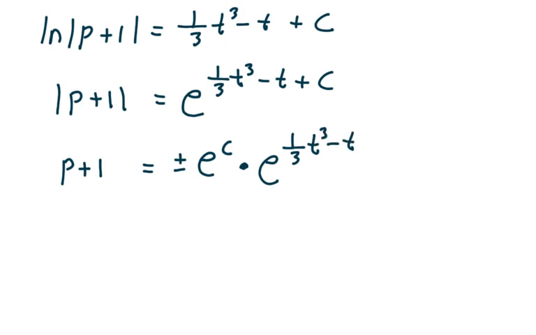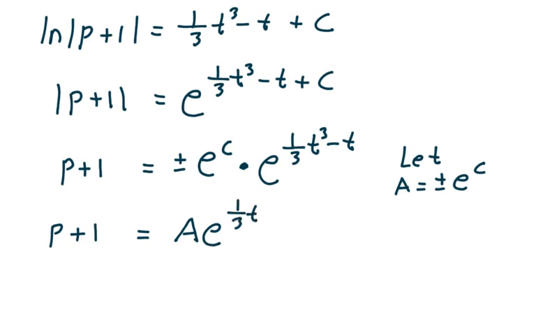The hardest part about this problem is not so much the integration, it's how to solve for p. All right? Now, I'm going to let a equal plus or minus e to the c. And so p plus 1 is a e to the 1/3 t cubed minus t. And if I solve for p, I'm finished. P is -1 plus a e to the 1/3 t to the third minus t.